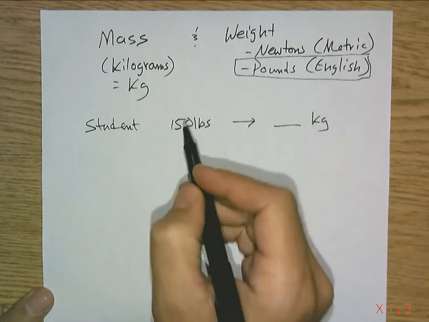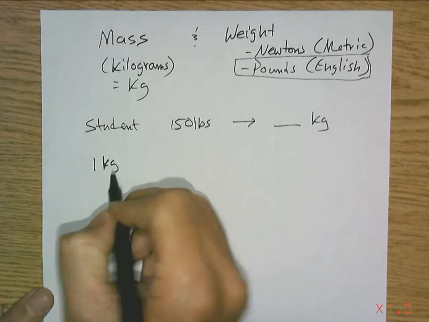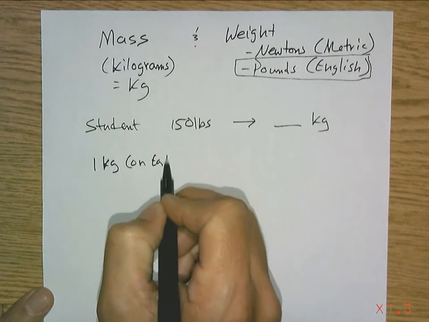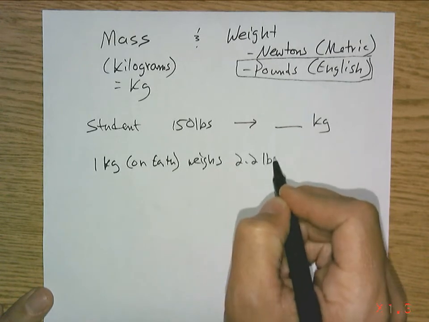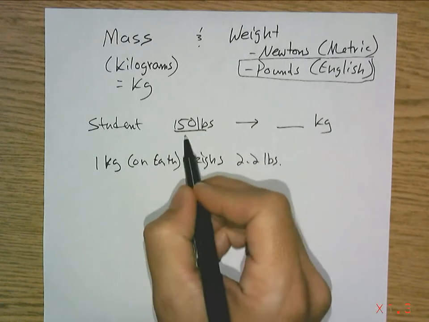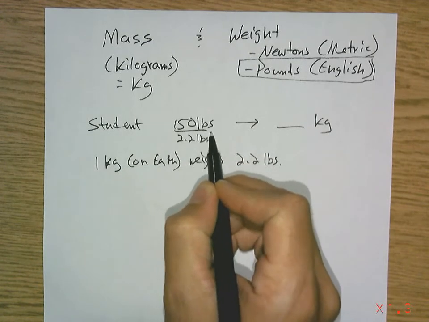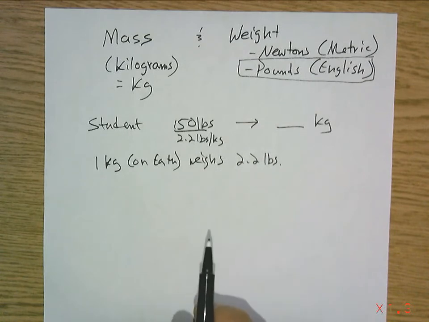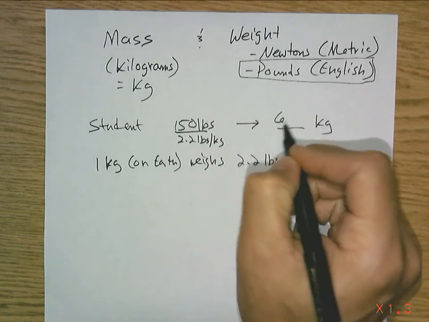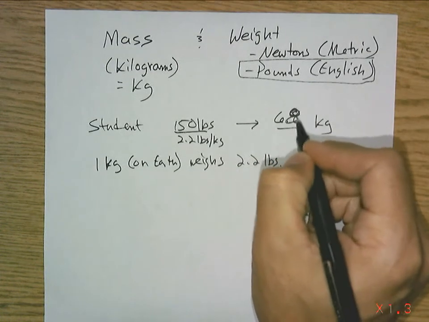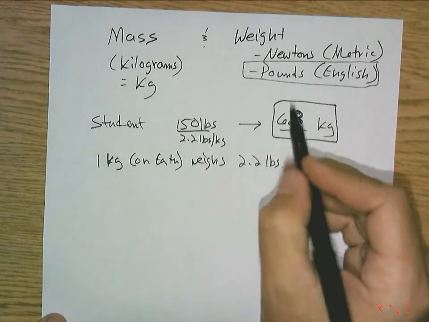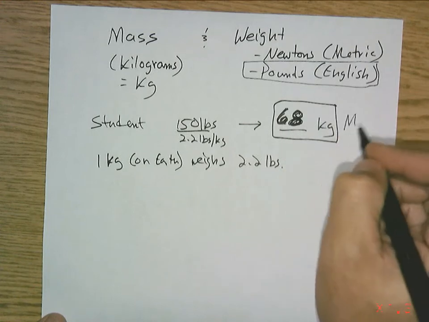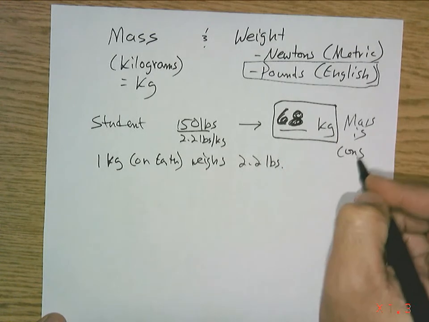What I need to do here is use the fact that 1 kilogram on Earth weighs 2.2 pounds. So I can take 150 pounds divided by 2.2 pounds per 1 kilogram, and I get an answer of 68 kilograms, no decimal there. So this student's mass is 68 kilograms. In other words, his mass is constant anywhere in the universe.